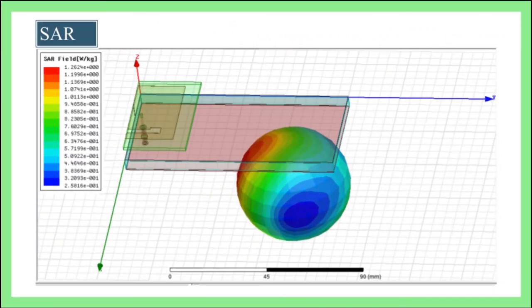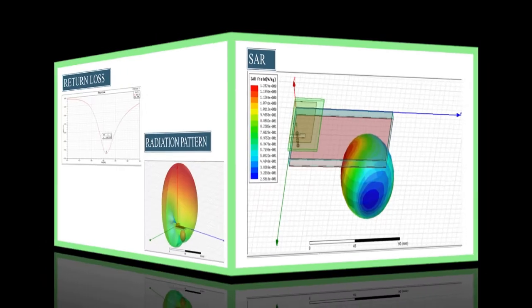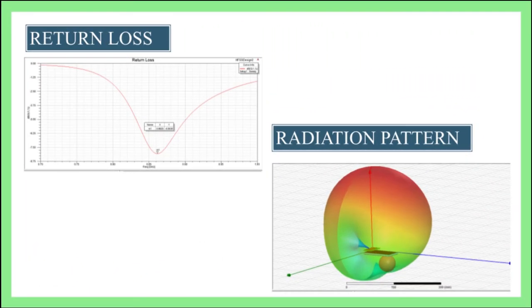Talking about the specific absorption rate, the maximum specific absorption rate which we obtained is 1.2624 watt per kg. This value is less compared to the original antenna's specific absorption rate value of 1.84 watt per kg. The return loss and the radiation pattern are almost the same as that of the original antenna, so the antenna parameters didn't change after adding the water walls.